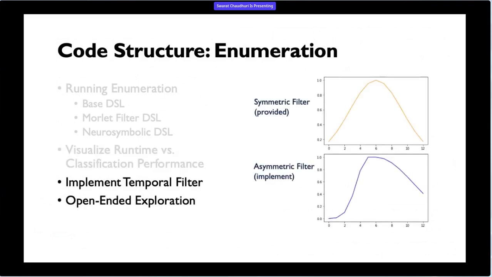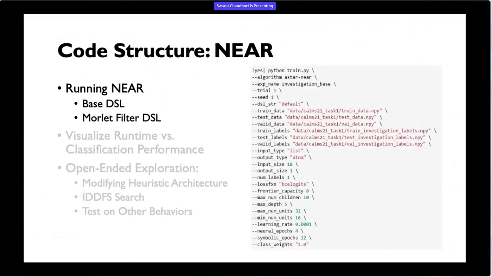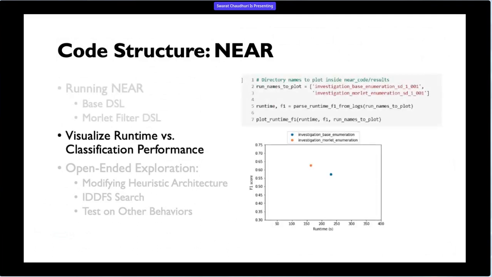Okay. And finally, in an open-ended exercise, we wanted to implement our own temporal filters. This is a symmetric filter that we provided, but it turns out that having asymmetric filters and allowing for more parameters in the temporal domain helps the performance a lot. The third notebook was going over NEAR, which is what Armando just introduced a second ago. In this case, we had two DSLs: the base DSL of just the temporal filters, and a model filter-based DSL. Again, we find the same conclusion, that the model filter DSL gets us much better accuracy than the base DSL.